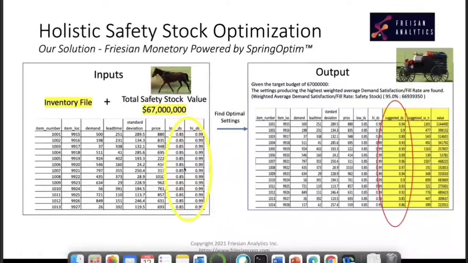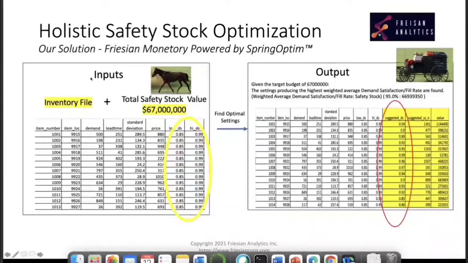In my case, I don't really care. This may actually be a good thing. I will let the machine figure things out. So I simply define every low DS as 85%, high DS as 99, right? To make things easier, and let the machine figure it out. So another important input, other than this file, is the budget.